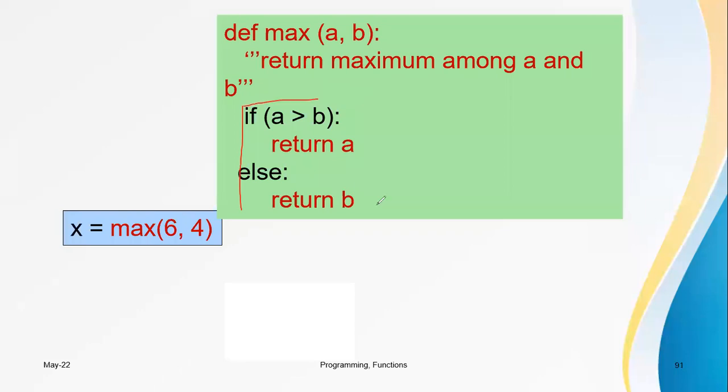If A is greater than B, print A, else print B. Now, what I am going to do is, let it be called a function. The function name is something like find the maximum. And this is the keyword we are using, def, definition.